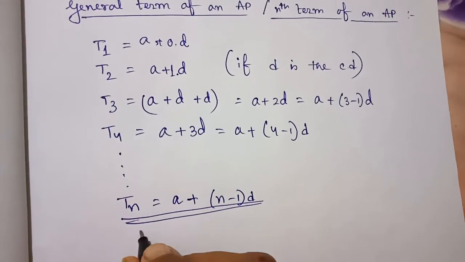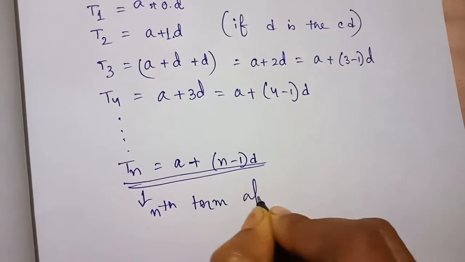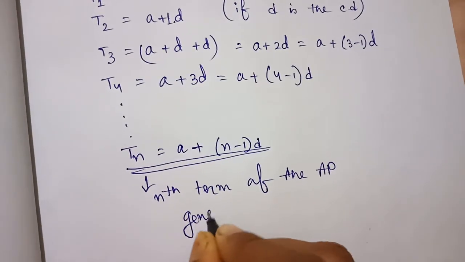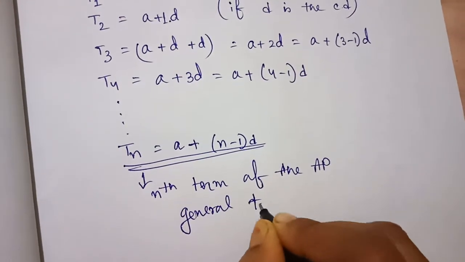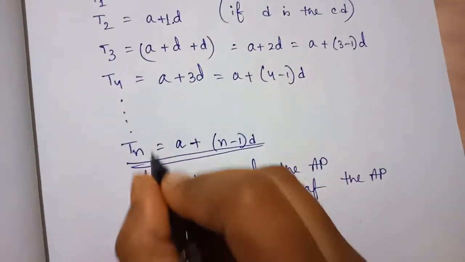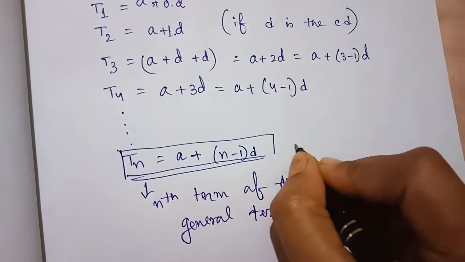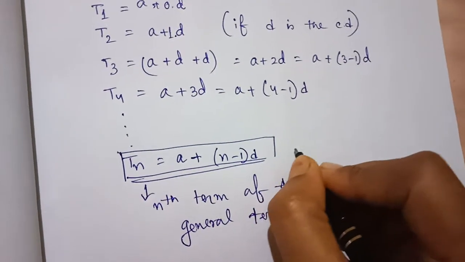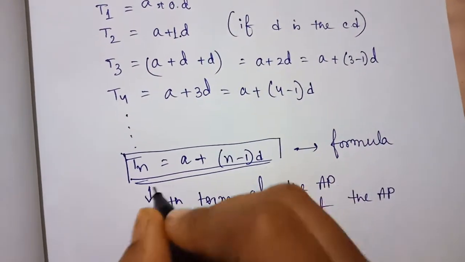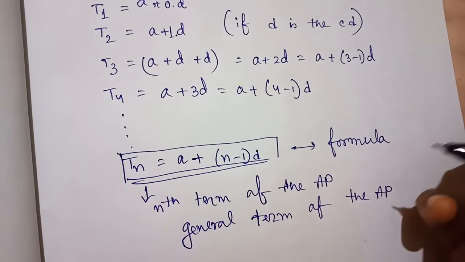And Tn is the nth term of the AP, or the general term of the AP. So this particular expression, Tn equals A plus n minus 1 into D, is a formula, and we will be using this formula throughout the upcoming exercise, that is exercise 5.2.